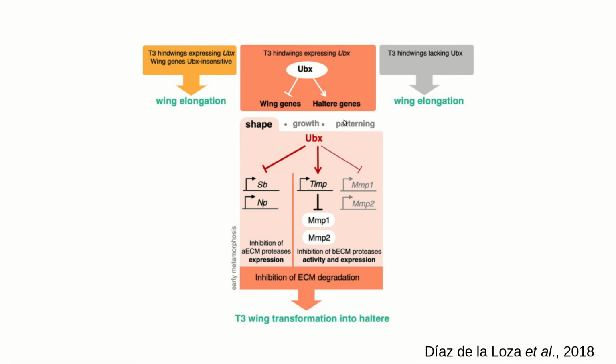Okay. However, when you mutate Ultrabithorax, this is not happening and you have wing elongation like in other insects. Of course, Ultrabithorax is doing more stuff, but this is just one of the ways that it has to select for the fate of the thoracic segment 3.